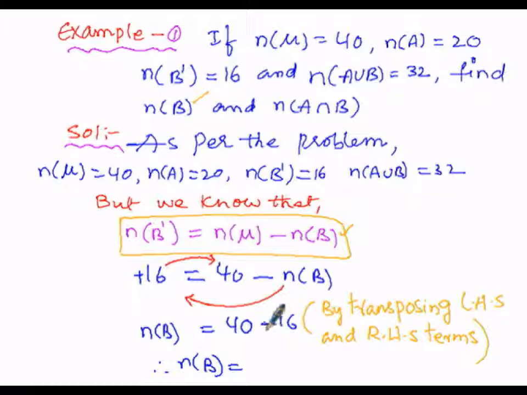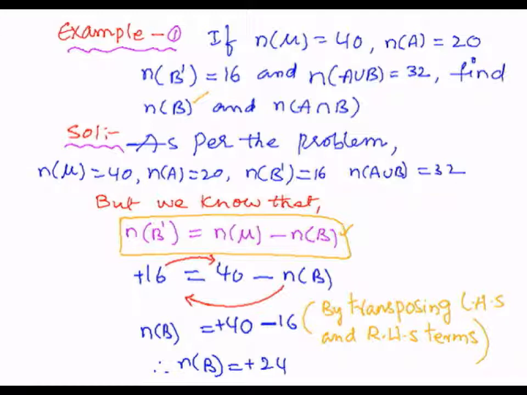So 16 is negative and 40 is positive. So here to simplify this, plus of minus is minus, we have to subtract 40 minus 16, which is 24. To assess the sign of 24, we have to see the greater among 40 and 16. Among 40 and 16, 40 is greater than 16. 40 sign is positive. The sign assessed to this 24 is positive. So in this manner, I got n(B) value as 24.